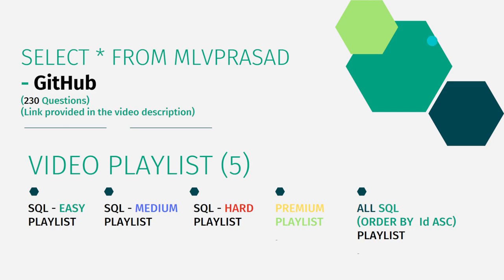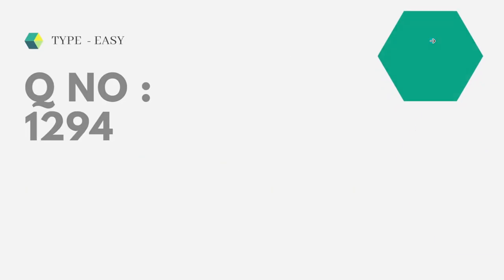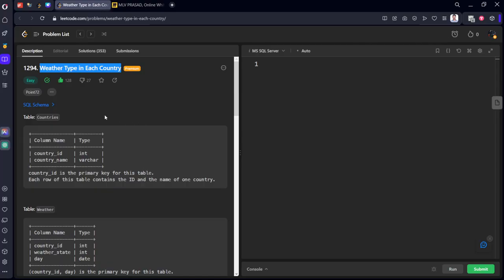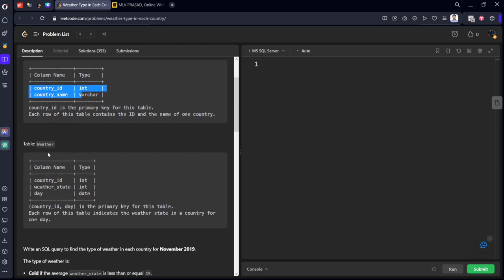Okay, let's see the question which I'm trying to solve today. The question is number 1294, Weather Type in Each Country. Let's see the question. They are given two schemas: Countries, with country ID and country name, and similarly Weather, with country ID, weather state and day.